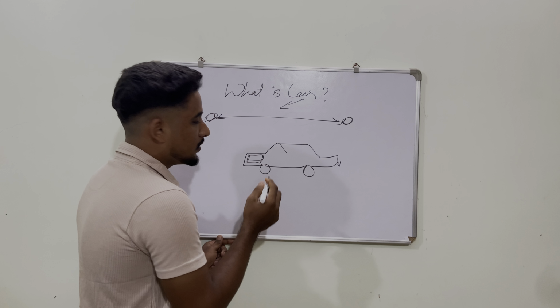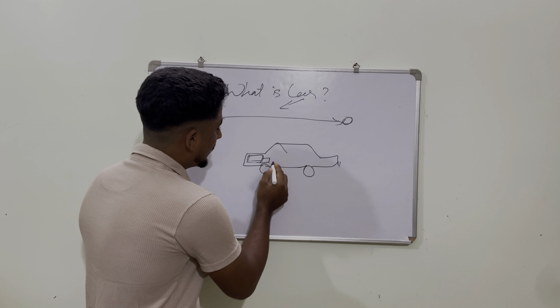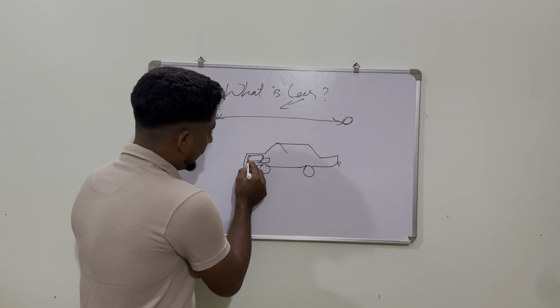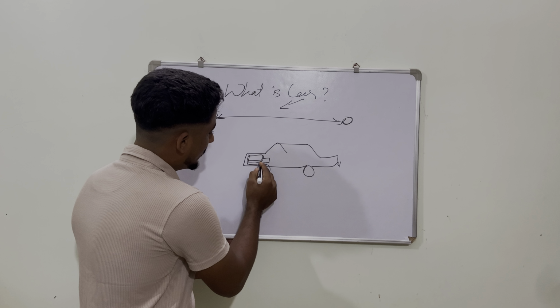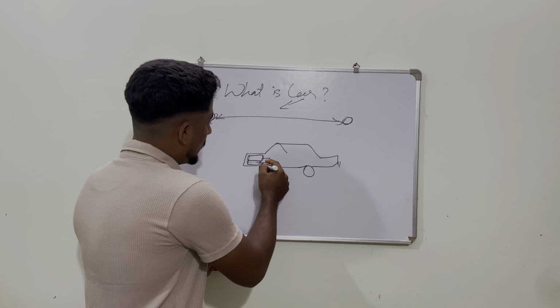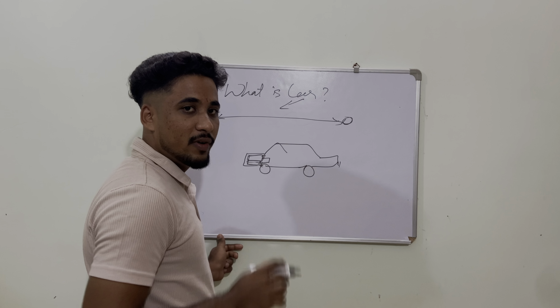The engine power moves to the transmission. The transmission will be here in some vehicles, and for rear wheel drive some vehicles have it on this side. So we will start with the front engine, front wheel drive. The transmission will be here, and there are two differentials, one for this wheel and one for the other wheel. So that is front engine, front wheel drive.